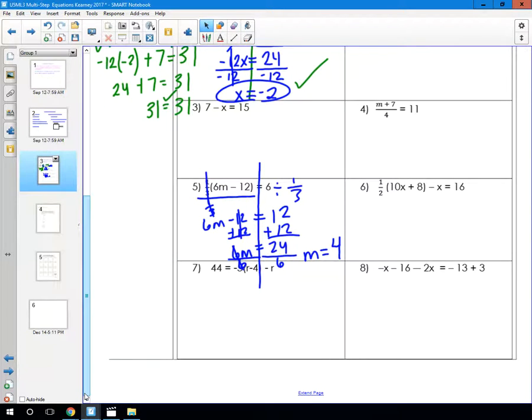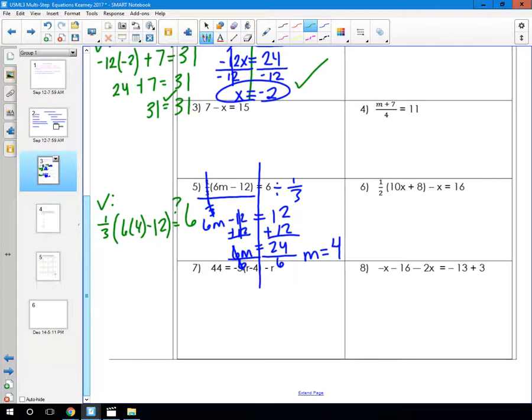Now, that's what we think, but remember, you can never be too sure. We always want to go back and check to see if that's correct. So we're going to go back and plug that m back in to make sure it works. Okay? So we have 1/3 times 6 times 4 minus 12 equals, and we're wondering, does it equal 6? Okay? So we can use order of operations to simplify. So parentheses, so we do 6 times 4 is 24. And then we have 24 minus 12 is 12.